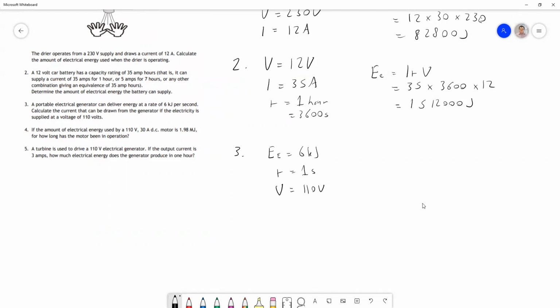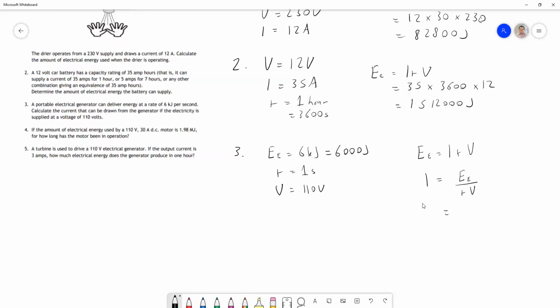Before we start to use our formula, we should see that 6 kilojoules is not the units we require. We need to change this into joules, 6,000 joules. And now we have everything we're looking for. Electrical energy is equal to current times time times voltage. So to rearrange this for current, we need to divide both sides by time and voltage. So the formula for current will be electrical energy divided by time and voltage.